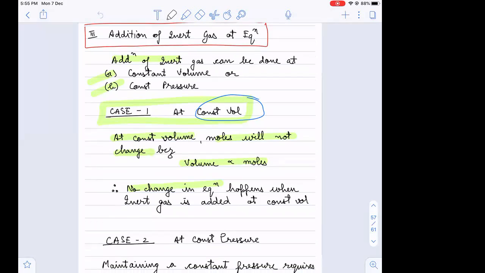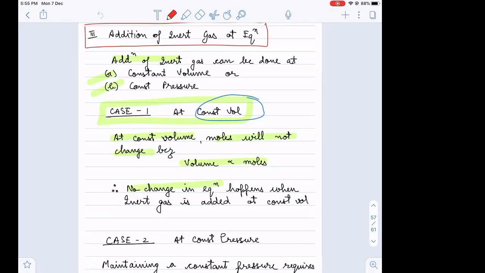Whenever we add an inert gas, for example helium, neon, argon, krypton, all those gases which don't affect a reaction, which do not take part in a reaction, those are known as inert gases. So we have to see how the addition of an inert gas at equilibrium affects the equilibrium reaction. Okay, so the addition of inert gas is studied under two cases.